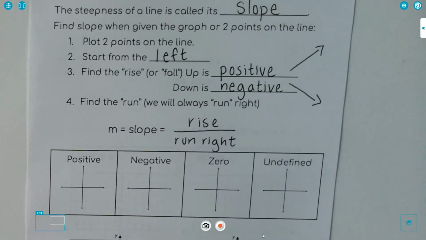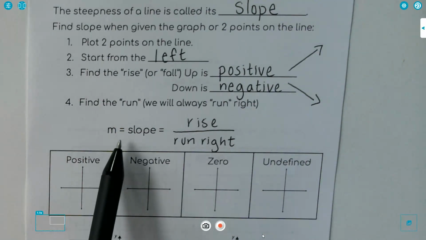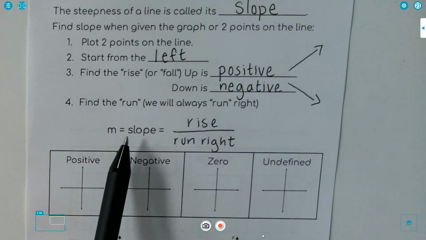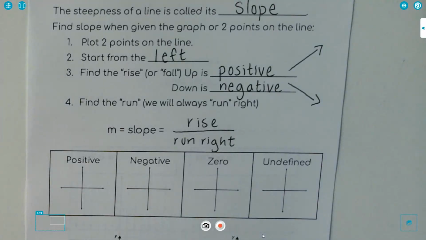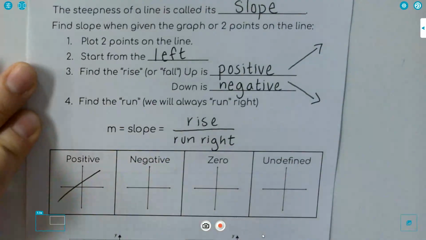Okay. We have 4 types of slope that we are going to see. Oh, one more thing. M is the letter that always stands for our slope. So M is always just the letter that stands for slope. So M equals slope. We'll use it in formulas later this unit, but right now, just M is slope. Okay. There are 4 types of slopes you're going to see. A positive slope, as we're going from left to right, is going to be going up.